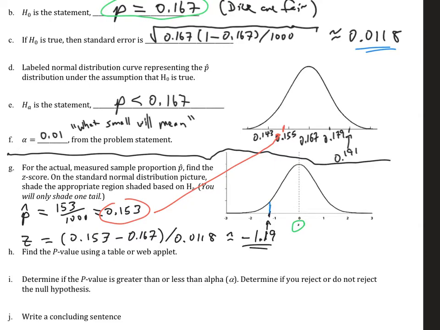So we know that we want to shade the tail of this, but because our alternative hypothesis has a less than sign, we're only shading to the left. We were talking about p-value before; we called this a one-tailed p-value. And so this is called a one-tailed hypothesis test.